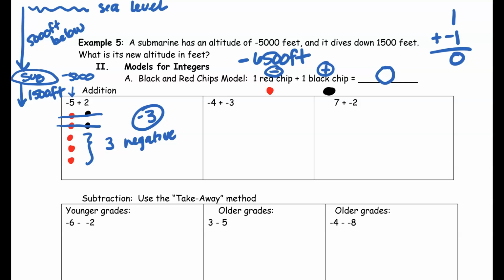So the next one, we've got just negative numbers. So we've got 4 negative, and we've got 3 negative. We don't have any canceling because they're the same sign. Together we have -7, so 7 negative chips.